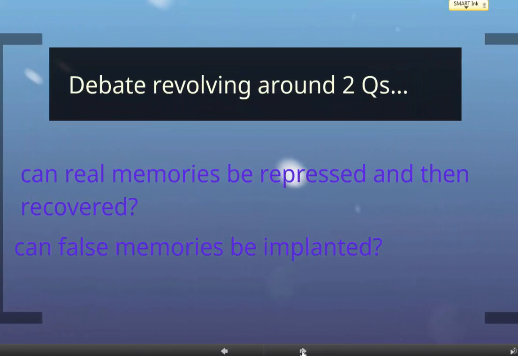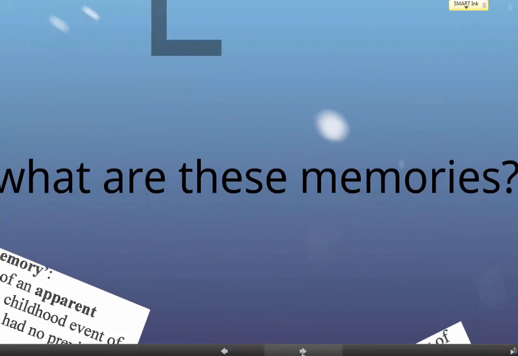This always revolves around this debate. Okay, two questions. Is it possible for real memories to have been repressed and then recovered, and at a later stage be accessed by a therapist, for example? Or is it possible that these are memories that are false that have somehow been implanted? So what are these memories?